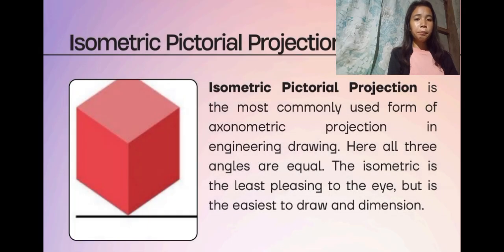So, isometric pictorial projection is the most commonly used. Here, all three angles between the axes are equal. Even though it might not be the most realistic to the eye, it is the easiest to draw because all measurements along the axis use the same scale.